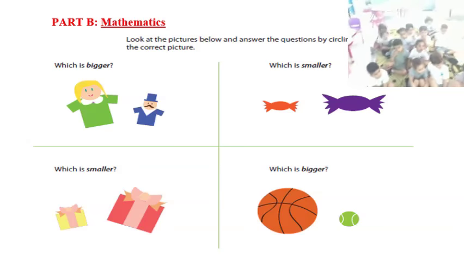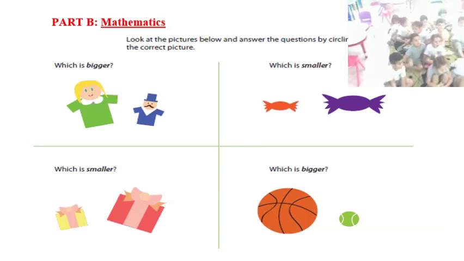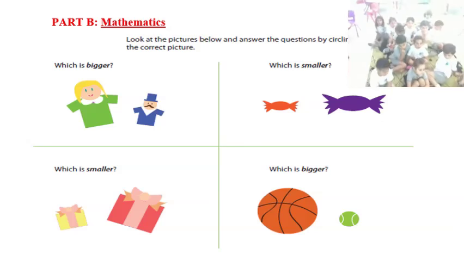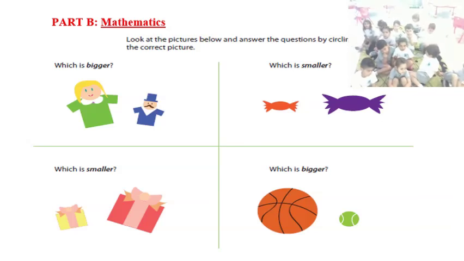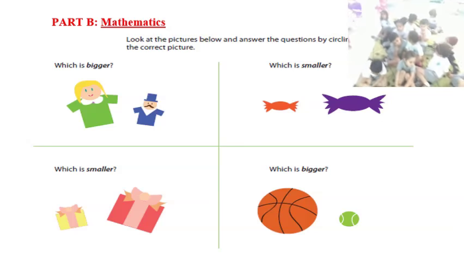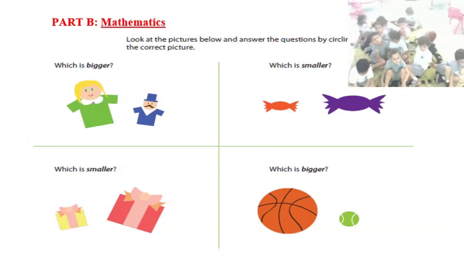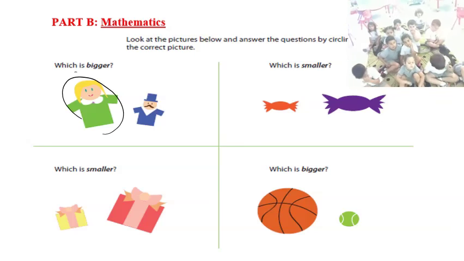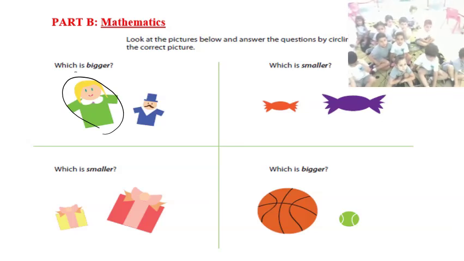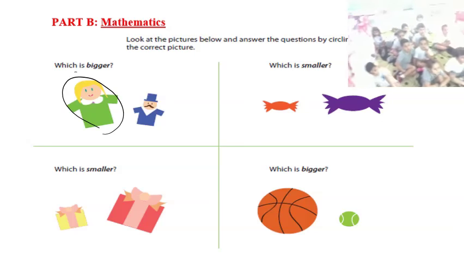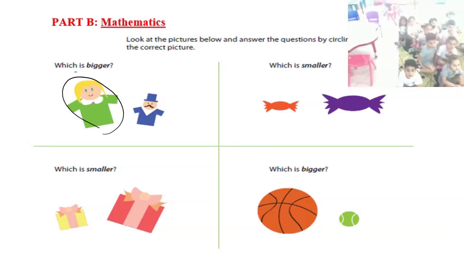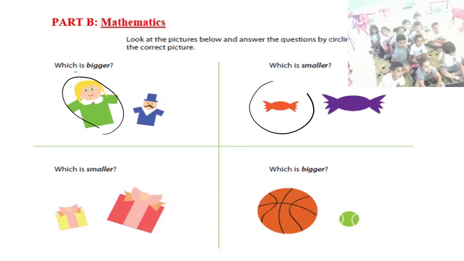Okay. Now, I want all of you to look at the pictures, okay? I want you to tell me which one of these is bigger. Which one, the girl or the boy? The girl. Okay, good. And this, which candy is smaller? The red or the orange or the purple? The orange. Good.